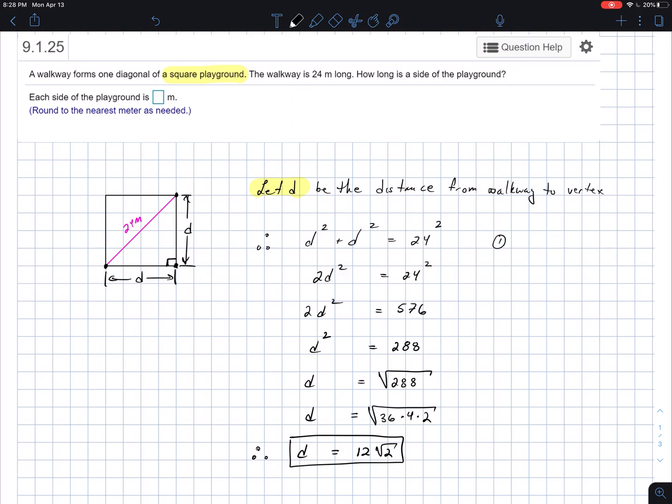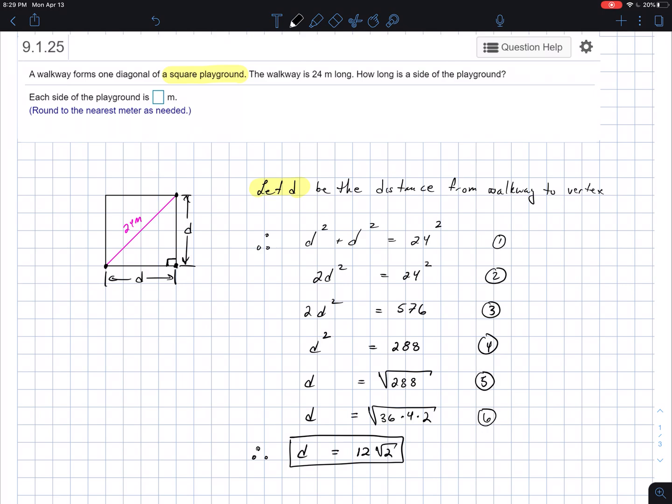In step 1, we applied the Pythagorean theorem. In step 2, we combined things on the left-hand side of the equation. So d squared plus d squared is 2d squared. We then just squared 24, which came out to be 576, divided both sides by 2, took the square root of both sides, and then I factored the radicand. Remember, the radicand is the number underneath the radical, and I factored it into perfect squares, 36, 4, and 2.